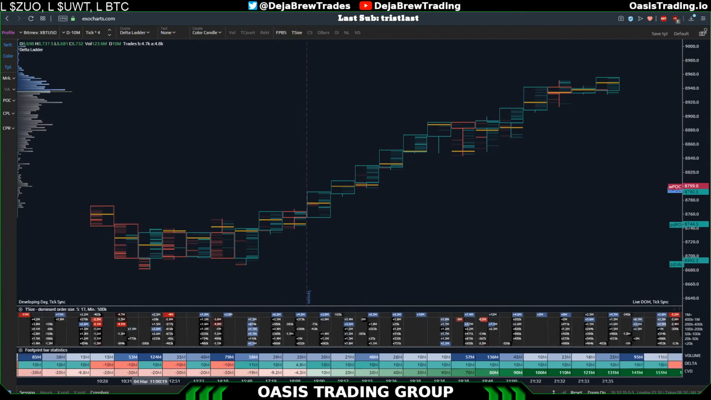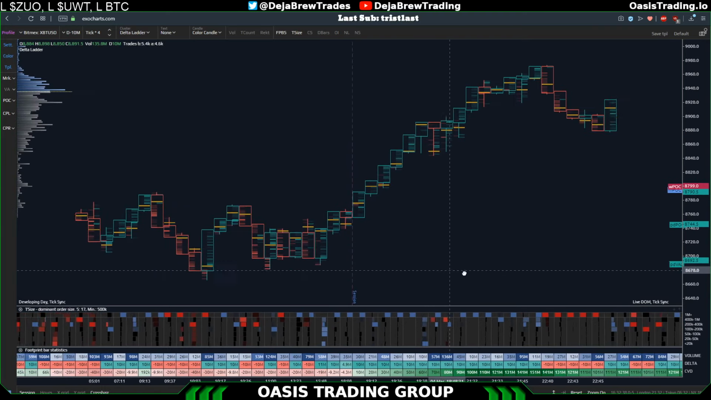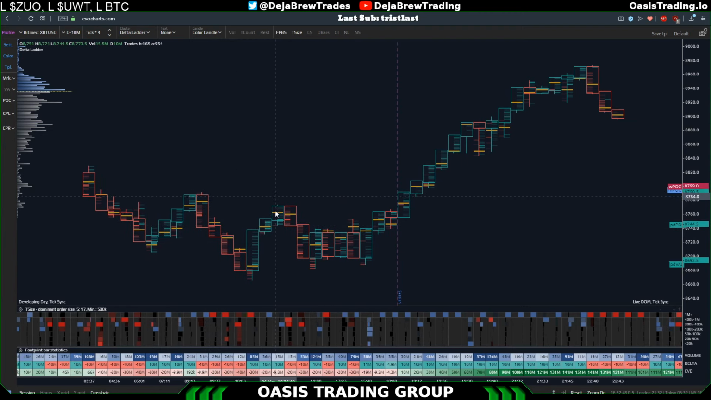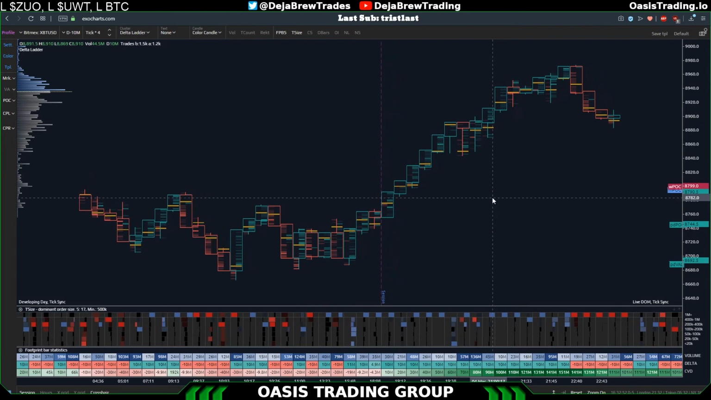Because I'm watching 10 million delta, these are not based on volume. There could be 85 million. There could be 10 million. There could be 100 million. It doesn't matter. The only thing that matters for this chart is the delta. So the volume is showing you how much volume is in each delta bar, okay?